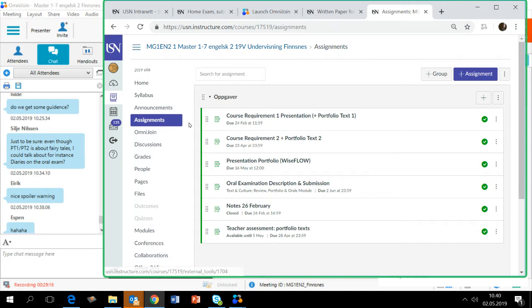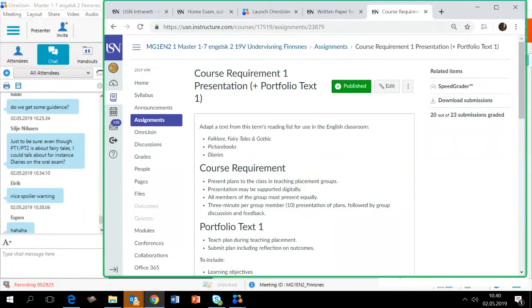And I can give some general pointers here as well. So this is your basic task, isn't it? Adapt a text from this term's reading list for use in the English classroom. And it's the idea of adapting it, as in how you're going to use it.